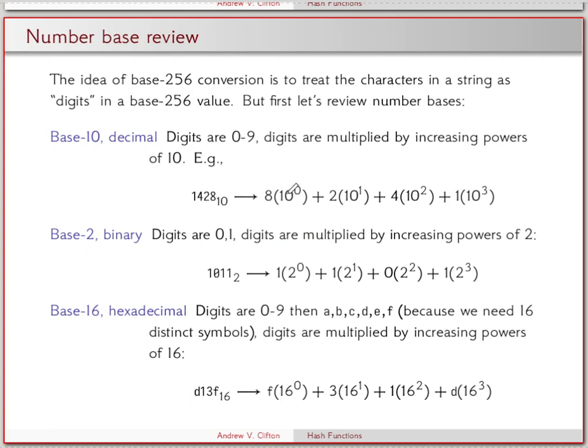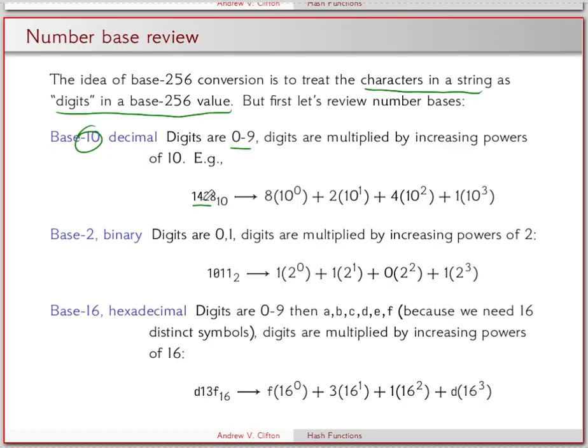So what do I mean by base 256 conversion? The idea is we're going to treat the characters in our string as digits in a base 256 value. So let's review a bit about number bases to see what we mean. Let's say we're in base 10, which is just ordinary decimal. In base 10, we have 0 through 9 as our digits, 0, 1, 2, 3, 4, 5, 6, 7, 8, and 9. And then the digits in a number are multiplied by increasing powers of 10.